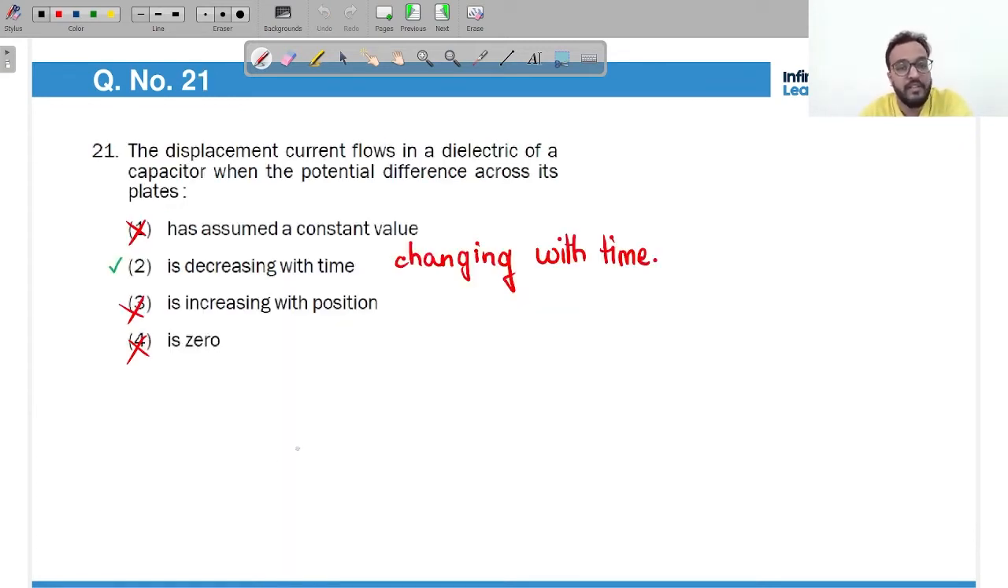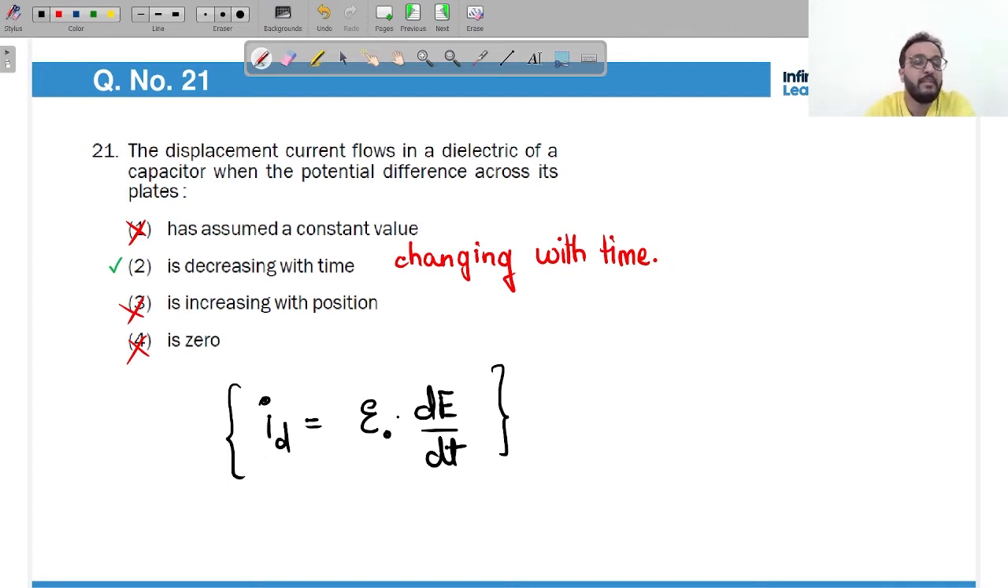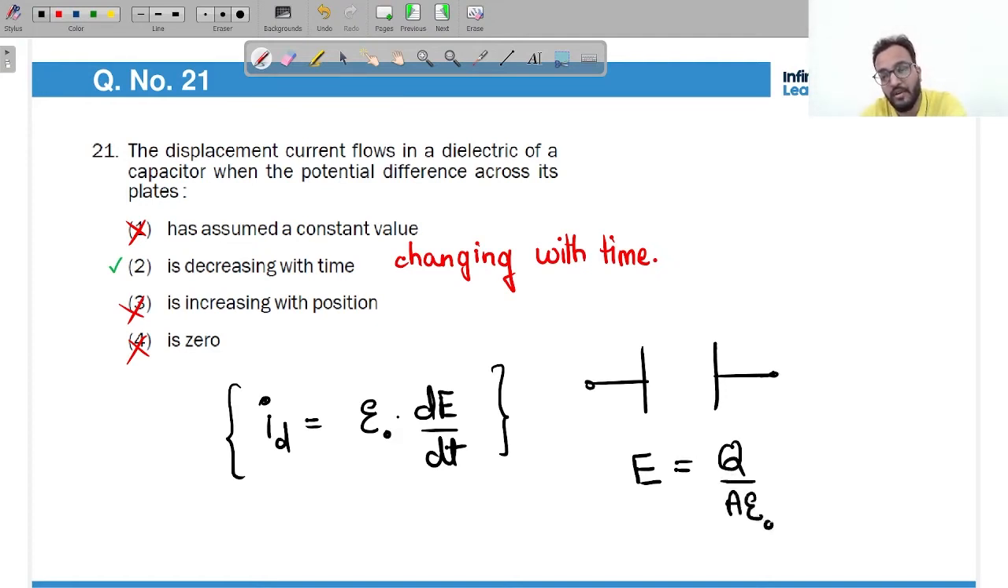The displacement current, see, what is the formula for displacement current? The displacement current is epsilon naught dE by dt. Do you understand? What is this? This depends upon the change in electric field. So if electric field is changing with time, then only there will be displacement current. And electric field will change with time only if the potential difference across the plates will change, right? Because what is electric field across the plates? You will say, sir, the formula of electric field across the plates is Q by A epsilon naught. And what is Q? Q is equal to CV, right?